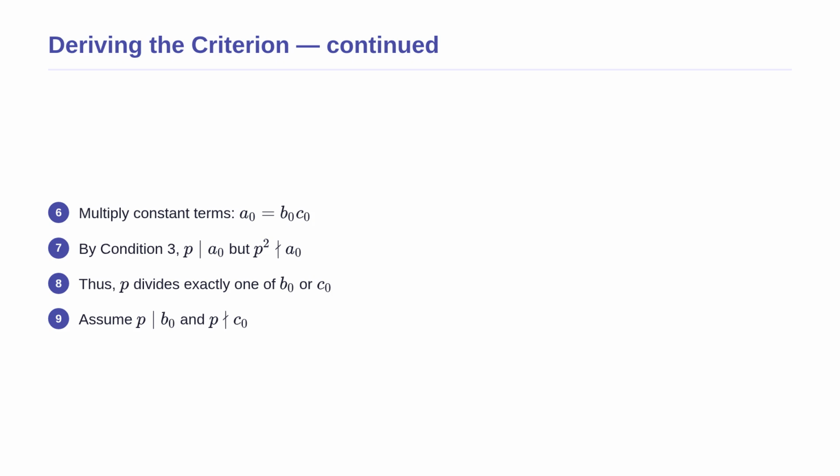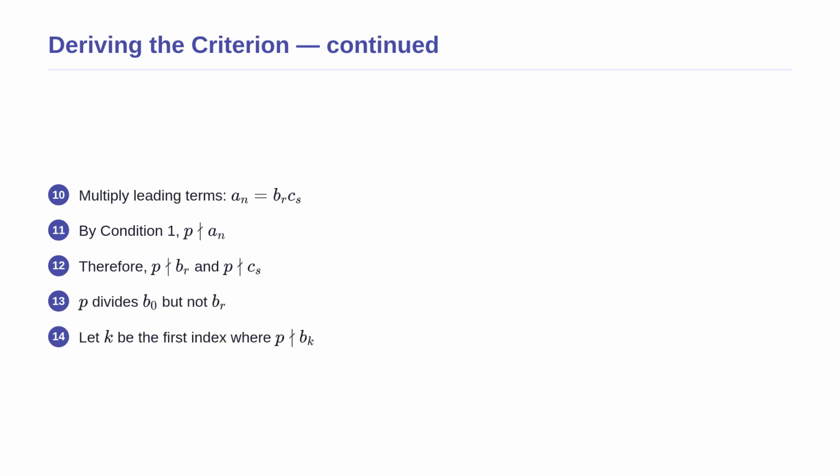If p divided both b sub 0 and c sub 0, then p times p, which is p squared, would divide their product. This violates our rule. Therefore, p must divide exactly one of them. For our proof, let us assume p divides b sub 0 but does not divide c sub 0.